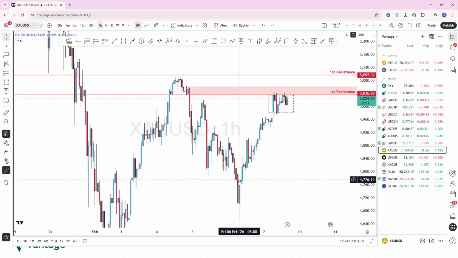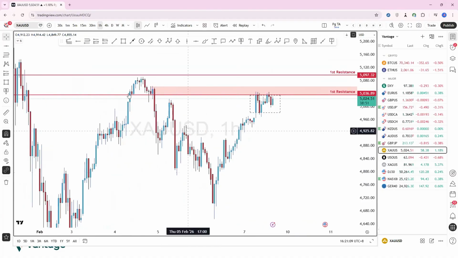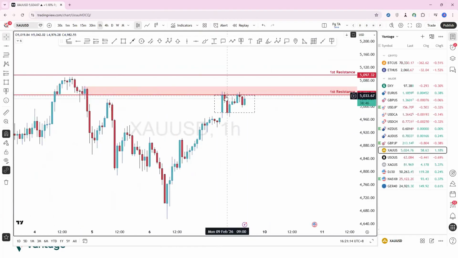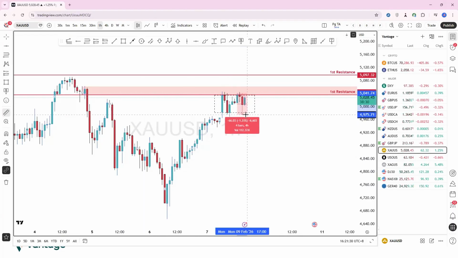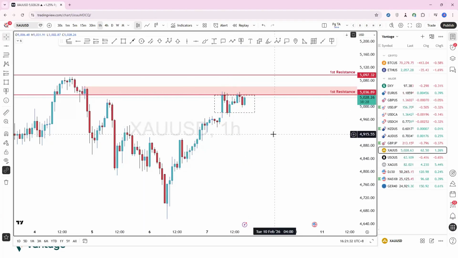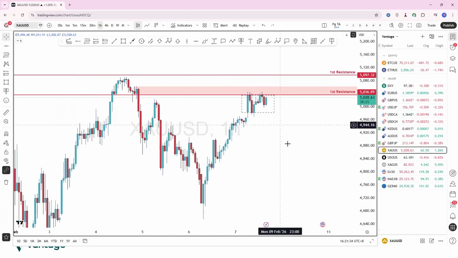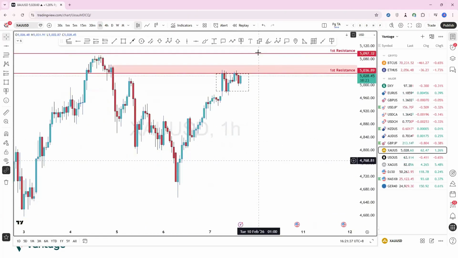Okay, in H1 we have the OB here. Market open, in Asia price tried one, two, three times to push the price and close above 50 40, but you can see the price is still falling at this candle. Let's just measure. It's almost 700 pips. So right now they are just ranging.